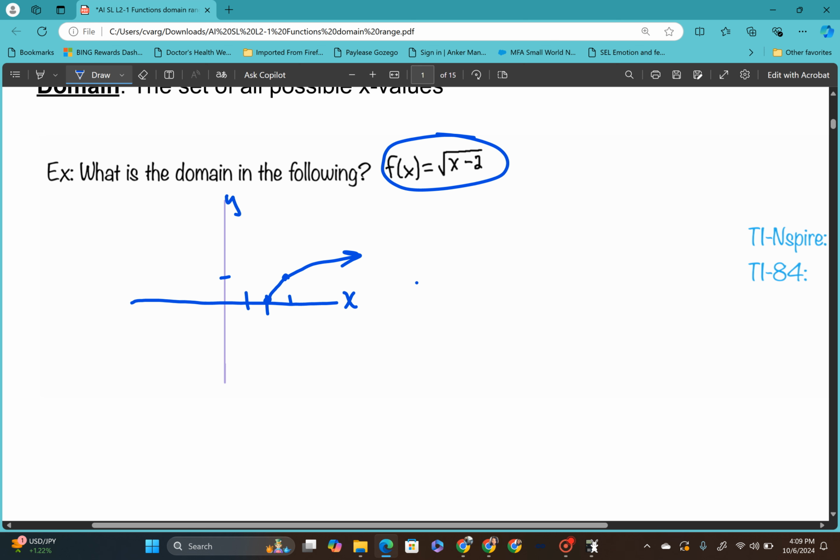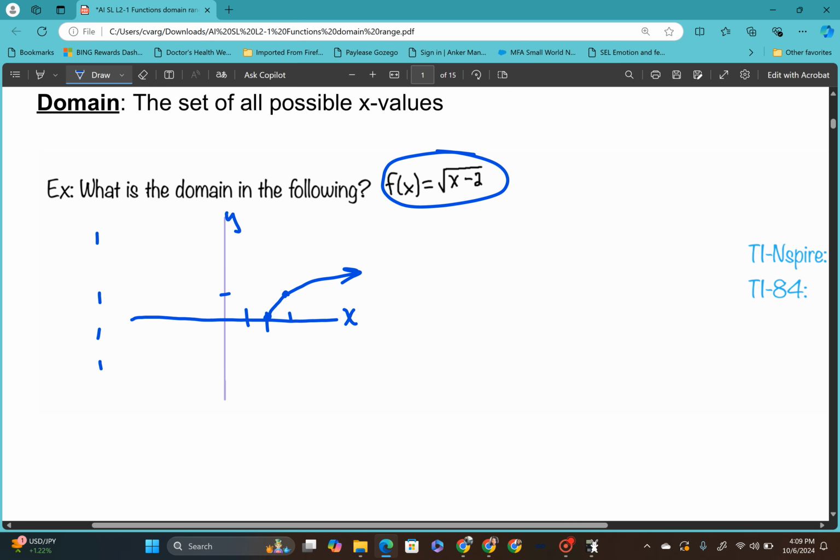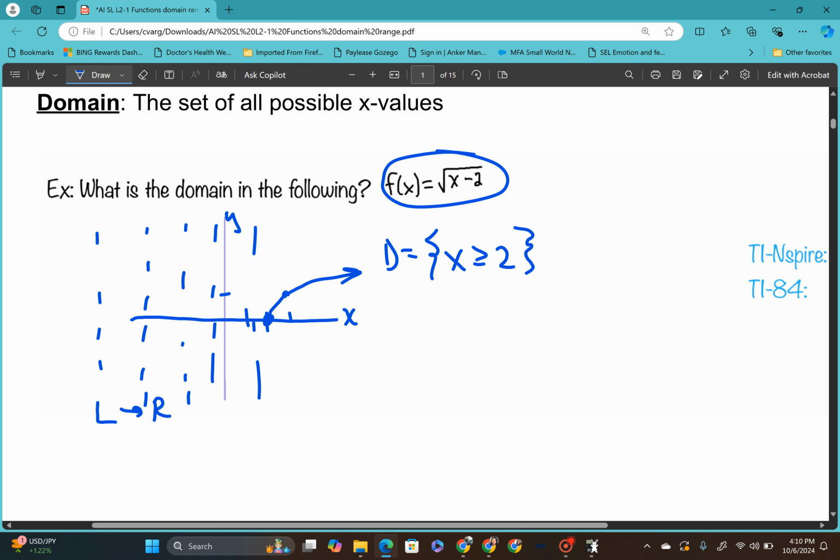So what is my domain, right? My domain is what all the values of x can be. So what you do is you take a ruler, like pretend that this line right here is my ruler, and you scan it from left to right, and you see what is the first point that you get to the graph, where the graph is. So if I move it, it's not touching the graph, it's not touching the graph, right? It's not touching the graph until I get to 2. So x can be any number that's greater than or equal to 2. That is my domain.